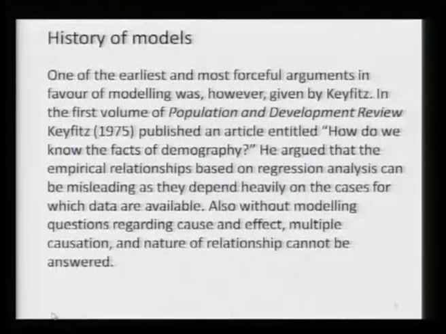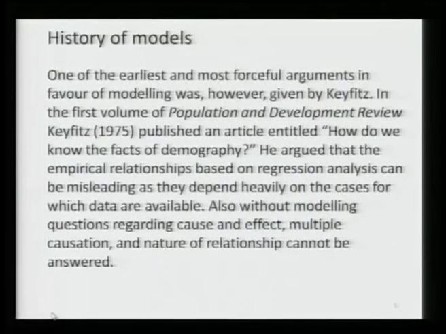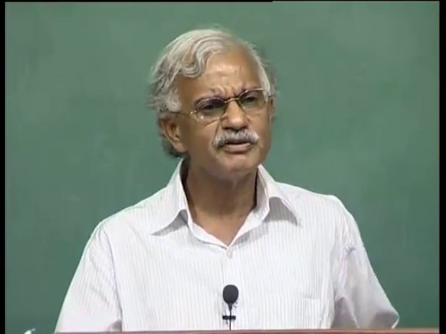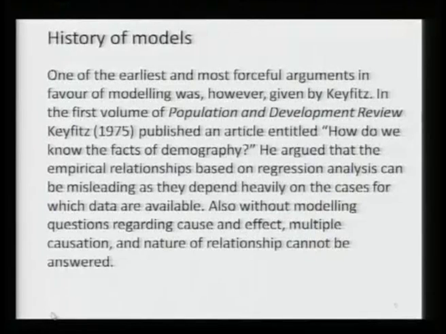History of model. One of the earliest and most forceful arguments in favor of modeling was given by Nathan Keyfitz. In the last lecture, I took his name, Nathan Keyfitz, a well-known demographer. In the first volume of Population and Development Review, everybody is familiar with the journal Population and Development Review, one of the most read journals dealing with sociological aspects of population trends, in the very first issue of that journal in 1975, Keyfitz published an article with the title, "How Do We Know the Facts of Demography?"